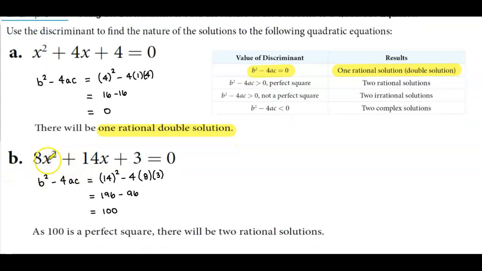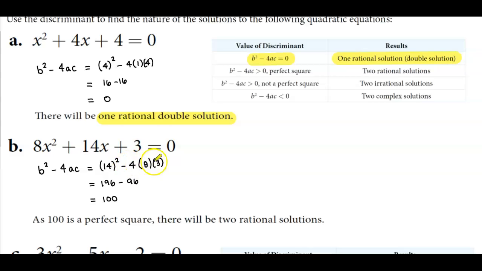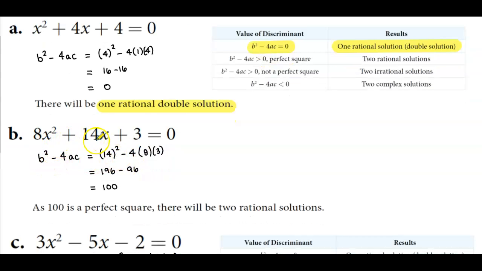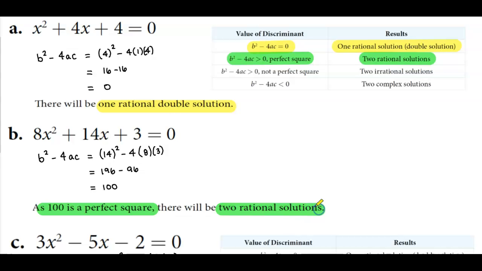The next example, we have 8x squared plus 14x plus 3 equals 0. The value of b is 14, the value of a is 8, and the value of c is 3. So we end up getting 196 minus 96, which gives us 100. So as we can see, 100 is a perfect square. So if this number is greater than 0 and a perfect square, then we're going to get two rational solutions, and that's what we get for our answer.